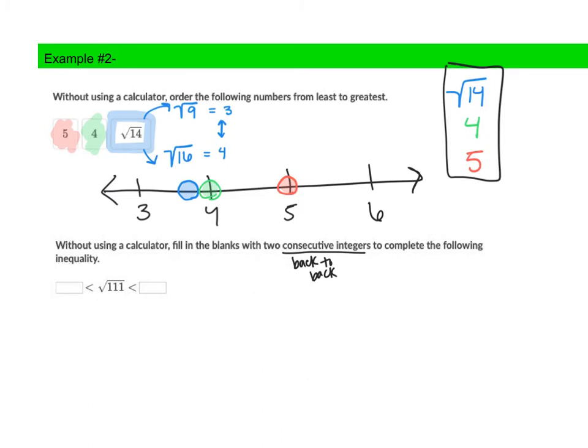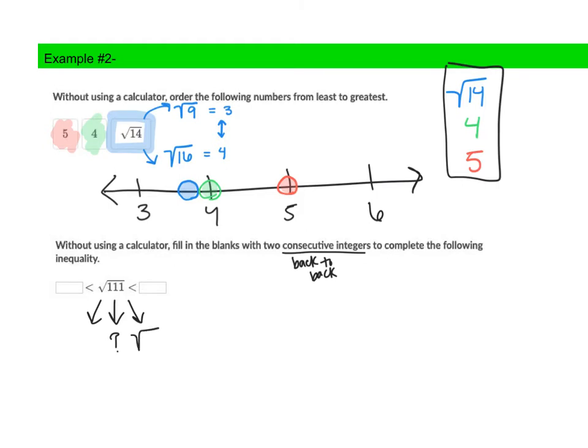Okay, to complete the following inequality, what I'm looking for is two numbers that come directly before and directly after the square root of 111. Well, I don't know what the square root of 111 equals, but I know that there's a perfect square that comes after it and before it. So I'm going to look for those.